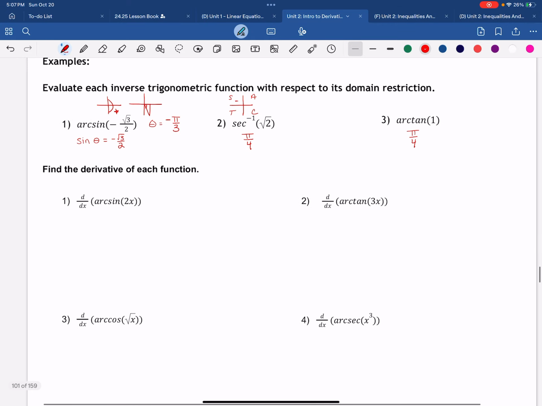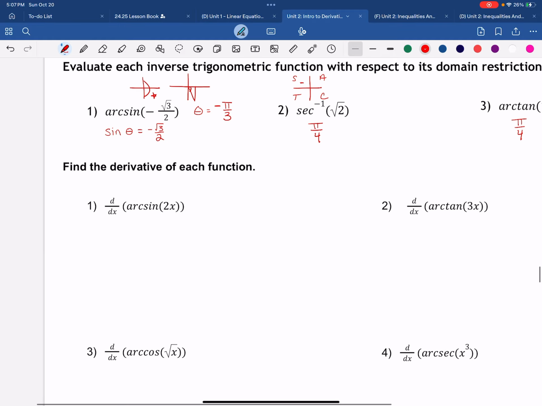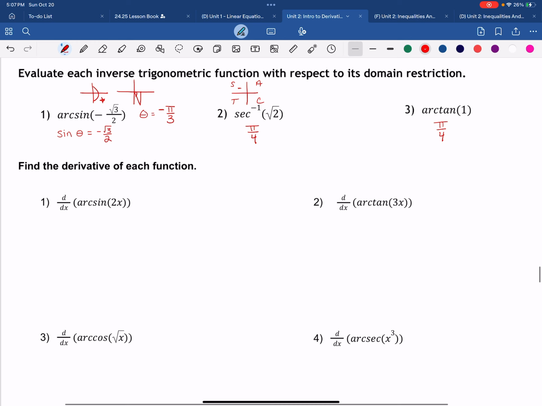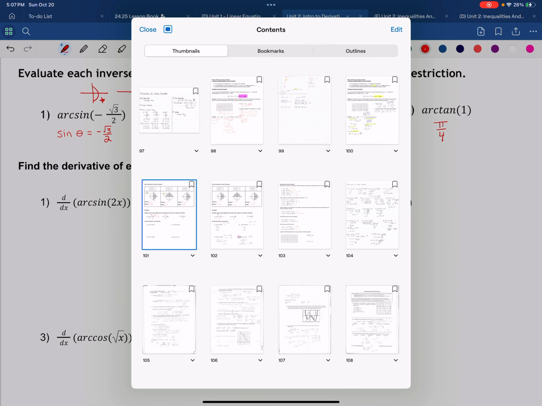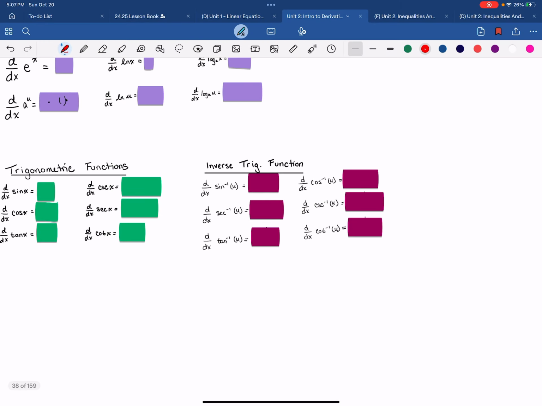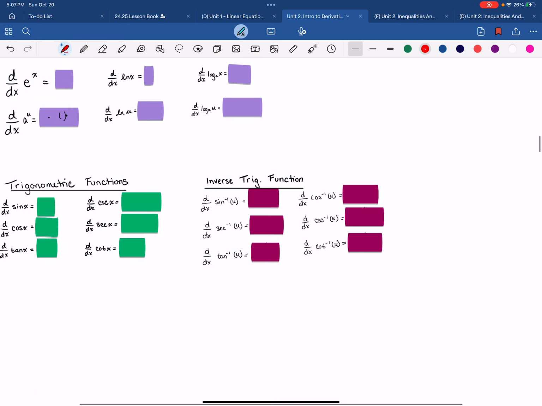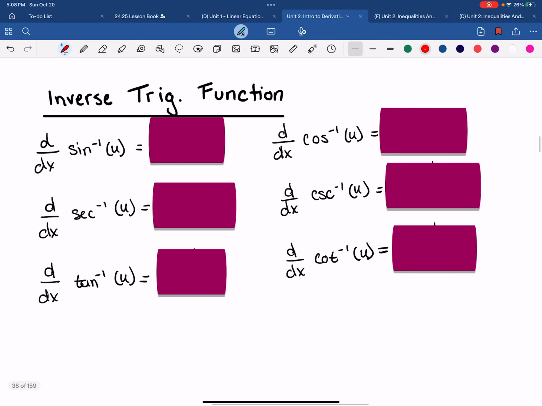All right, so let's go ahead and try some of these. We're finding the derivative. Oh, we can't yet. So what I need you to do is go ahead to your bookmark page. I'm going to do the same. I'm actually going to bookmark this page as well so I know to come back to it. So we're going right here. We have everything filled out now, and now I need you to make a section called inverse trig functions, and that's what we're going to look at today.